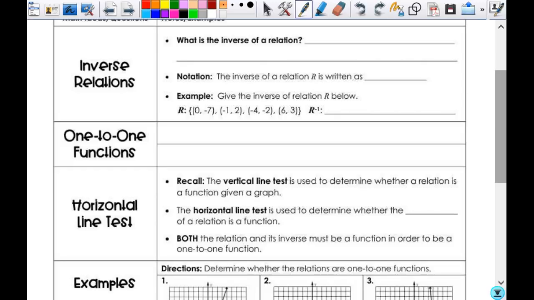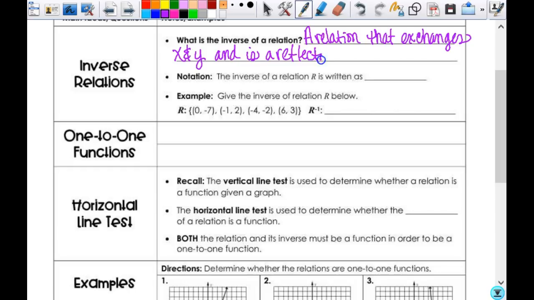Okay, so an inverse relation is a relation that exchanges x and y and is a reflection in the line y equals x.